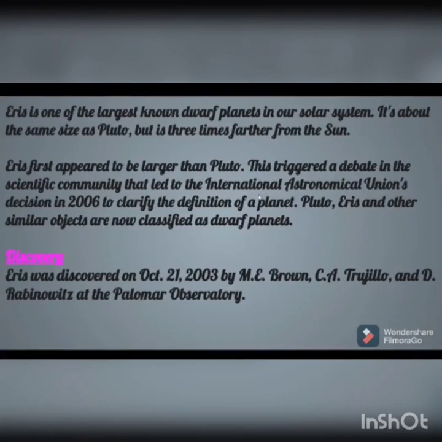Can you tell me who discovered Eris? Eris was discovered on October 21, 2003 by M. E. Brown, C. A. Trujillo, and D. Rabinowitz at the Palomar Observatory.